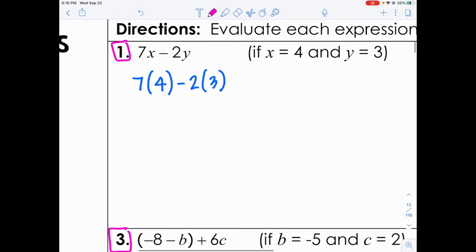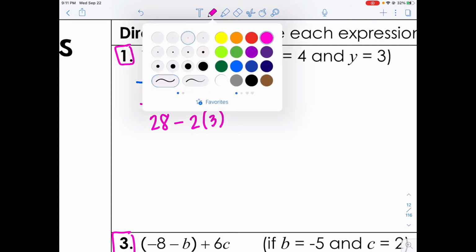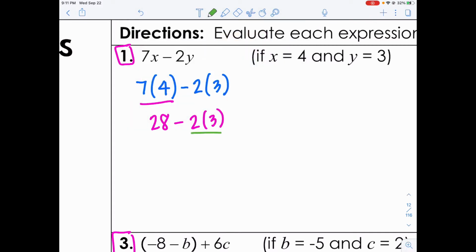Order of operations, we follow now to simplify. It tells me I need to do multiplication before I can do subtraction, and specifically, I need to do the multiplication that comes first in the problem, which is 7 times 4. 7 times 4 is 28. I'm going to bring down everything I haven't used, which is the minus 2 times 3. Order of operations following it again. I have to do multiplication before I can do subtraction. I know that 2 times 3 is 6, so now I have 28 minus 6, and 28 minus 6 is 22.